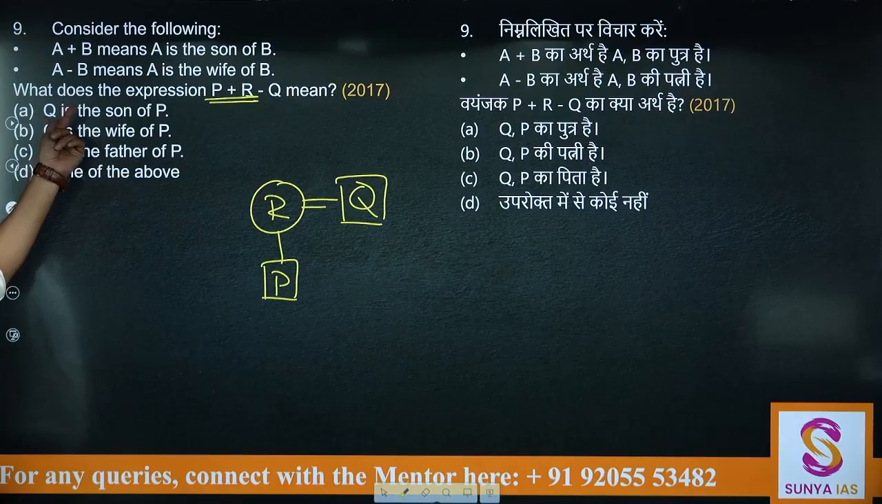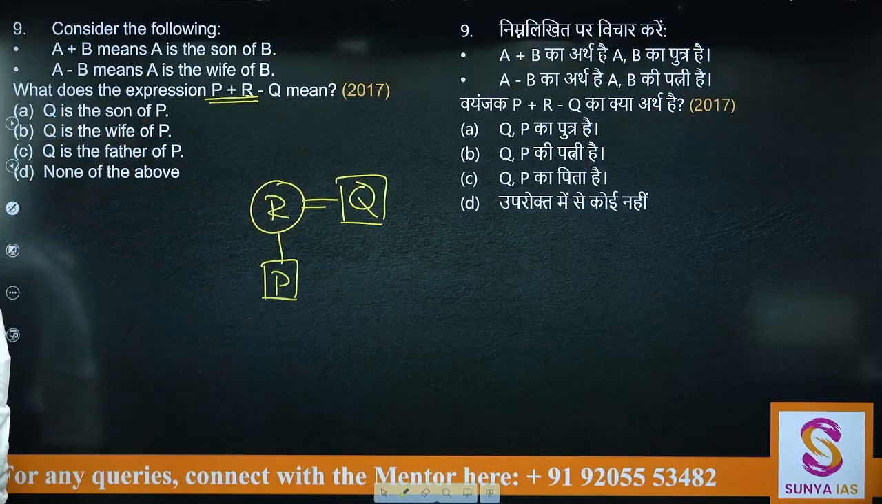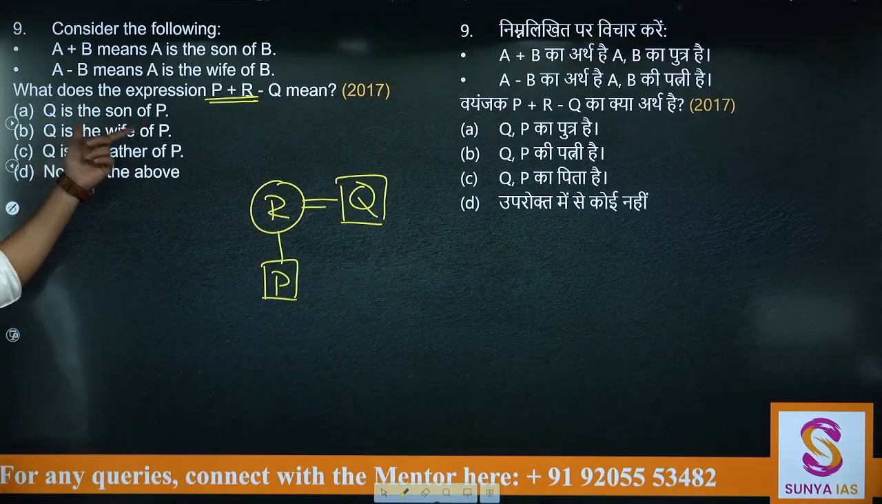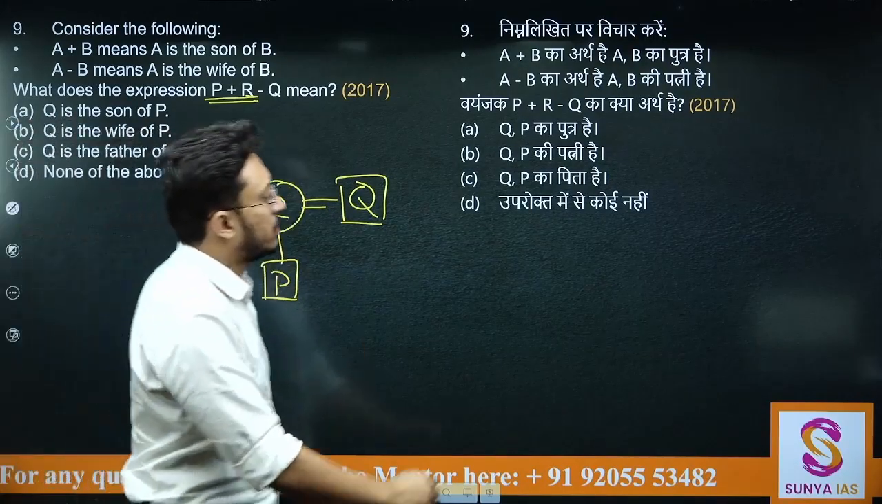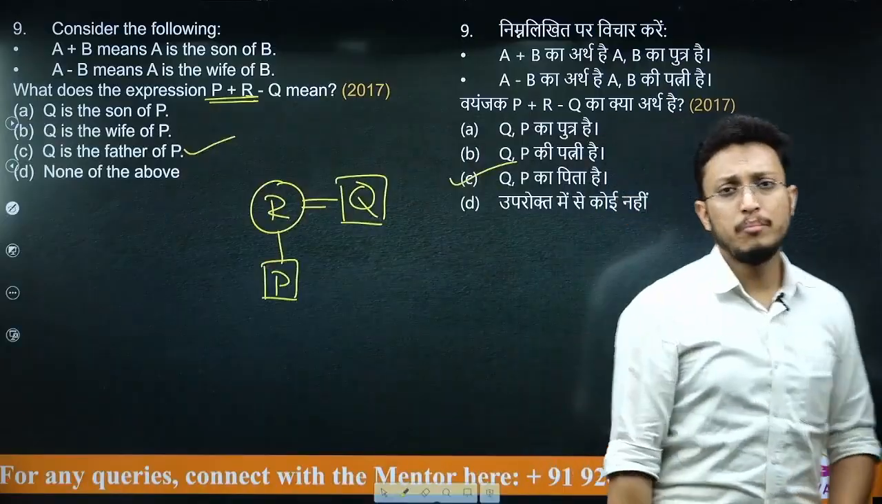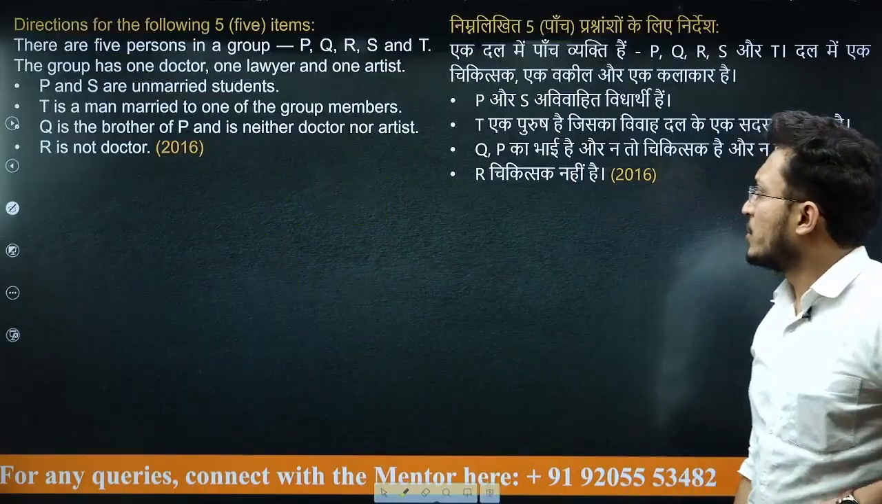Now from this, Q is the son of P? Nahi, Q is the father of P. Q is the wife of P? Nahi, Q is the father of P. So you will have option C as the correct answer, that Q जो है वो P का पिता है. Let's see the next question.